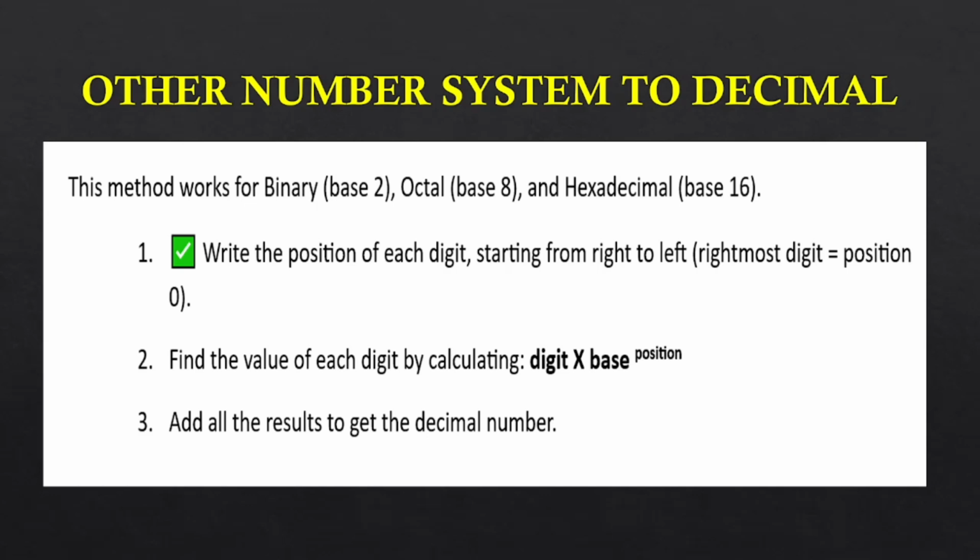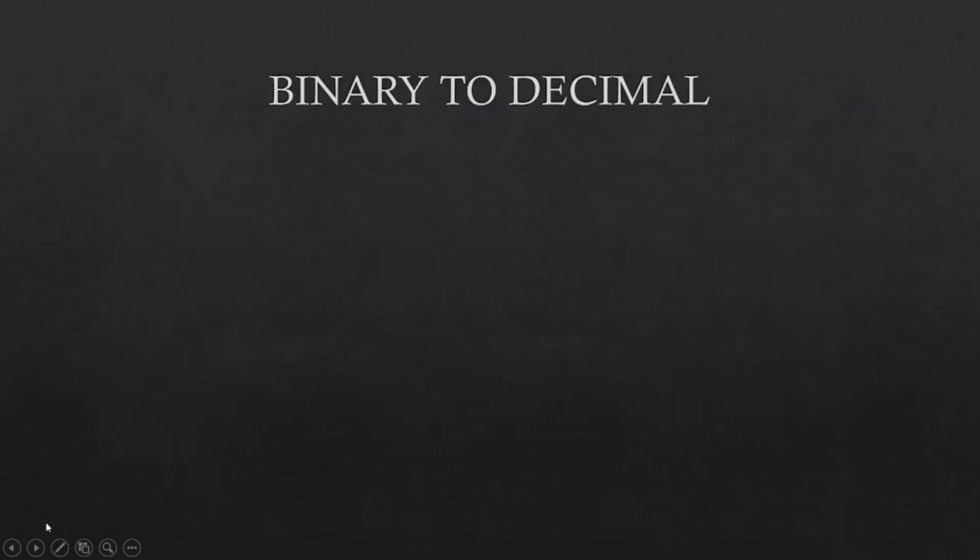Now I'm going to tell you how to convert the other number systems to decimal. What we have to do is first write the position of each digit starting from right to left, which means from the rightmost digit, and the formula is digit into base to the power of position. This is the formula you have to apply. Then finally you have to add all the results to get the decimal number. Let's see with an example now.